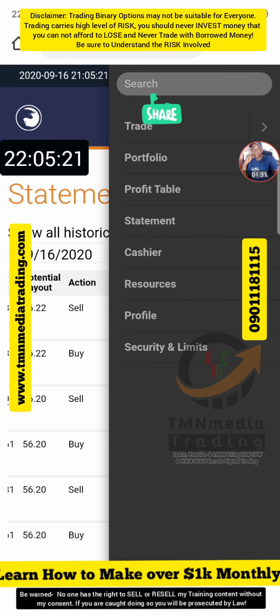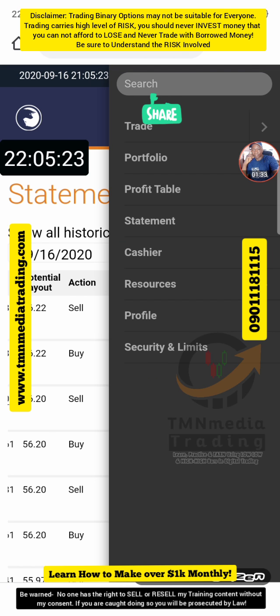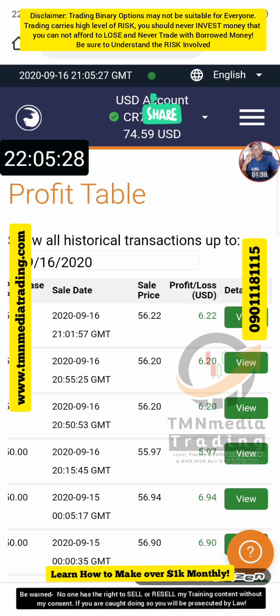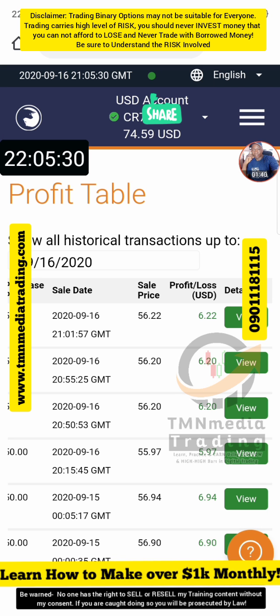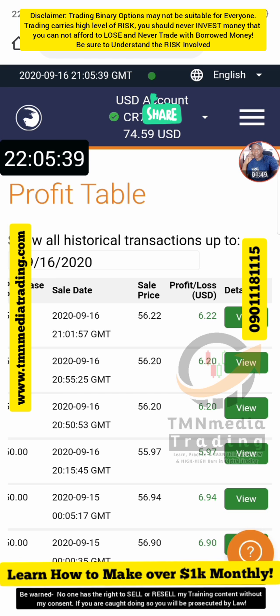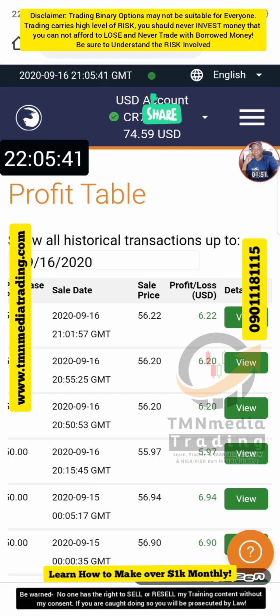Now I need to show you the trades I had today. Profit table, right? This is day three. I think I should calculate this so that I can know what the percentage is. But this is it: $6, $6, $6. Let's say 6 times 3, 6 times 4. That's like 24 or $25. That's like roughly 24.5. You can see that I made a profit of $24.59. That is the profit that I made, right?